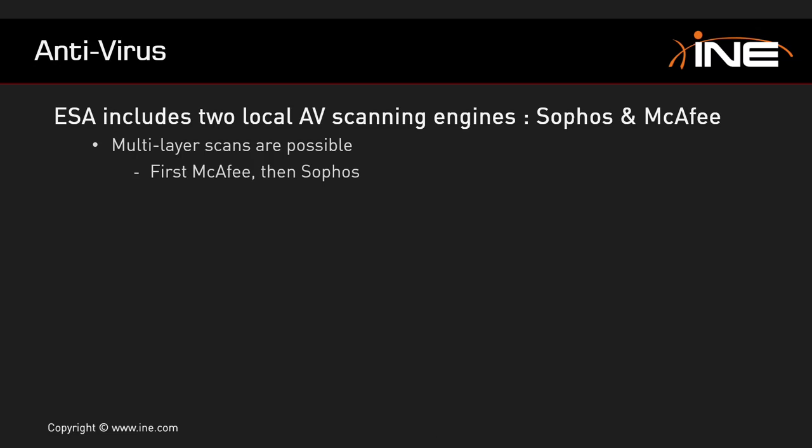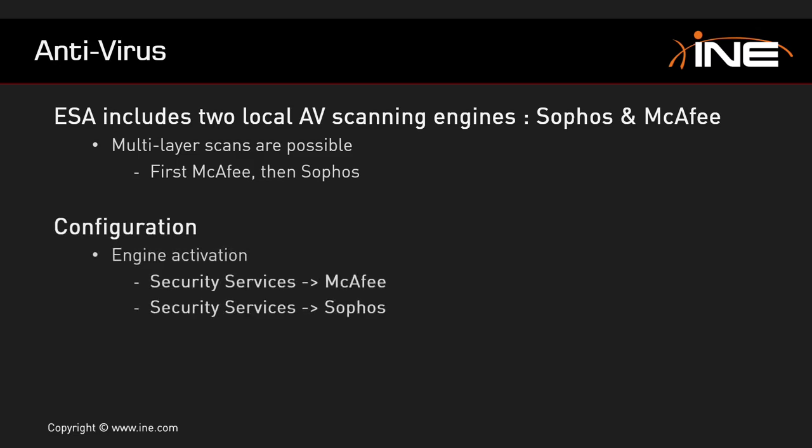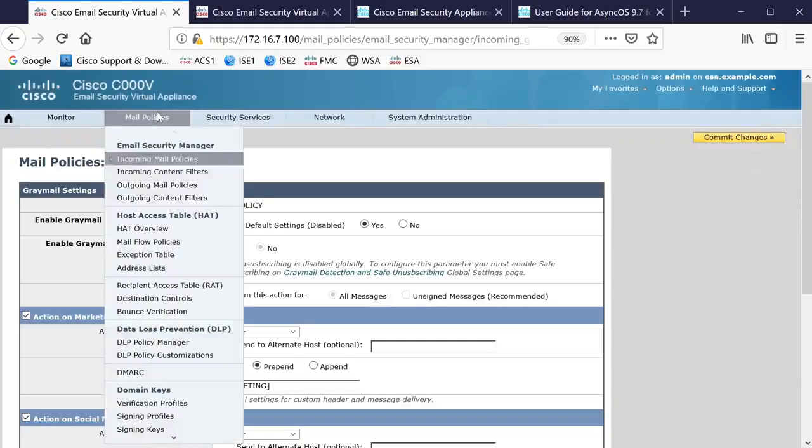Why might you want to use two engines instead of just one? Basically because of the capabilities of these engines. McAfee does better in detecting one type of virus, while Sophos does better in detecting some other malware. That's the reason why you might want to use both at the same time. Okay, as usual, we will activate the engine globally and then tune our policy. So let's quickly take a look at that as well.